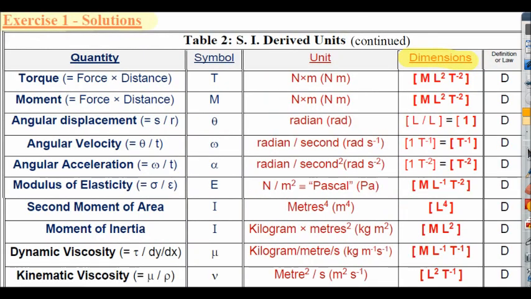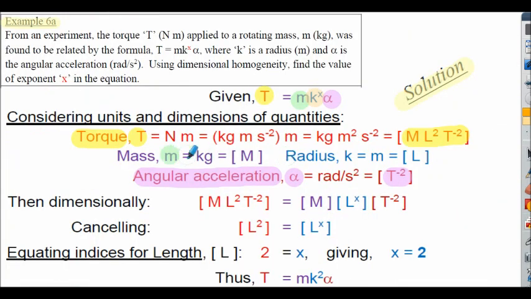Here's the table 2 extract. Here's the torque dimension shown here, and here's the angular acceleration dimension shown here. We know mass is a base unit having a dimension of M, and the radius of gyration k has a unit of the meter, so the dimension will be L.